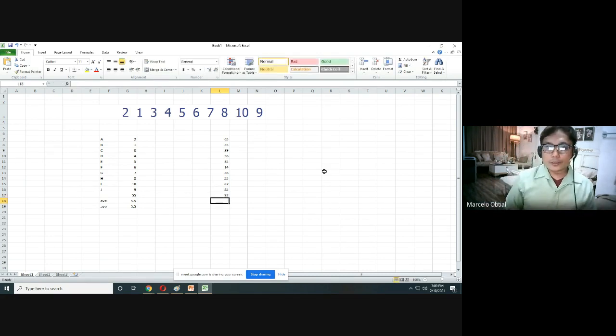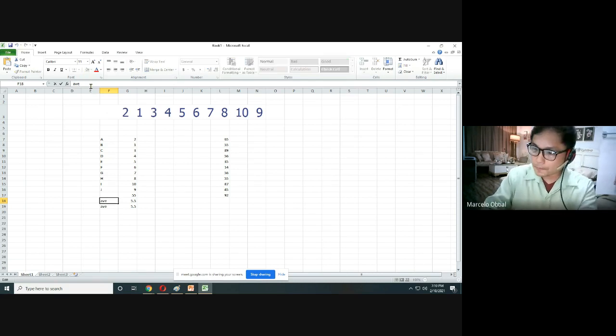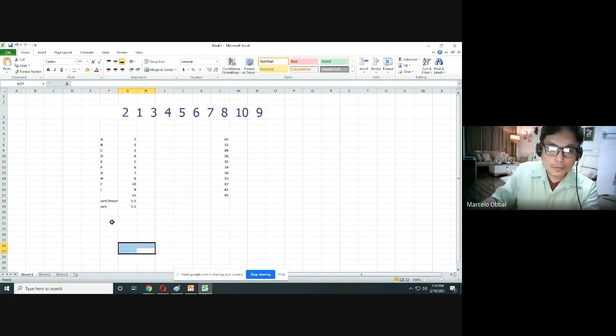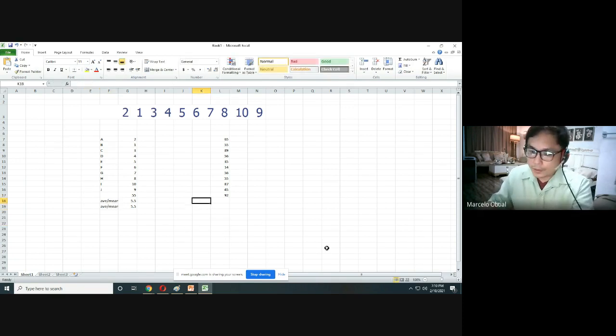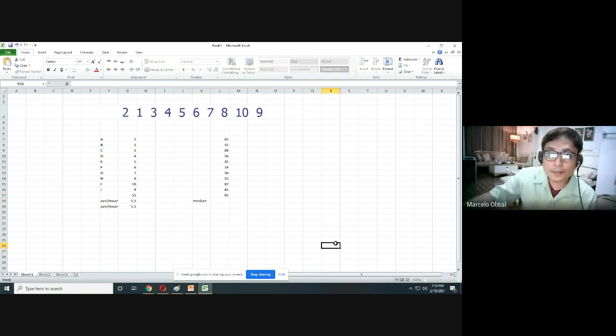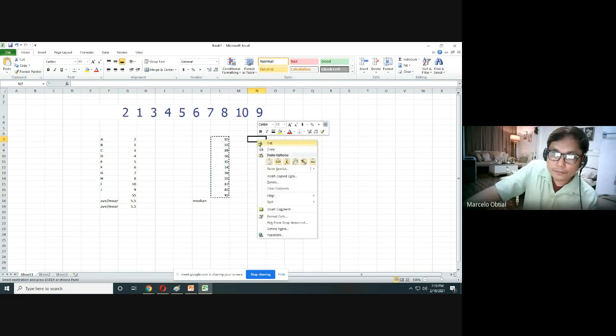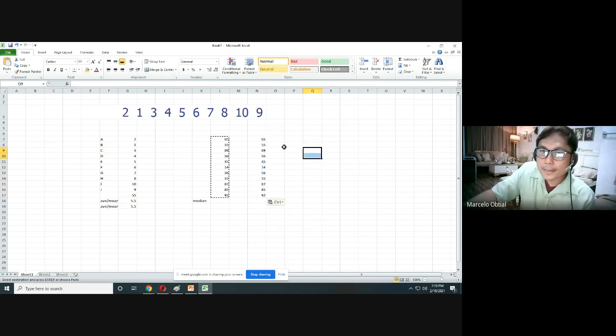So, the instruction in solving the median, I will send also this in our GC. Okay, in solving our median, ang sabi is i-arrange muna natin from the lowest to the highest. Okay, I will copy-paste this para makita natin yung difference. I will highlight this series of data using your Excel.